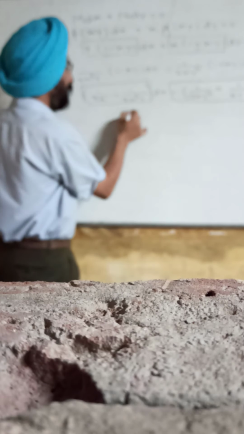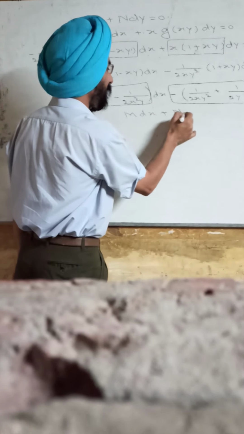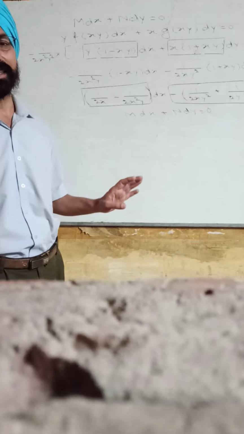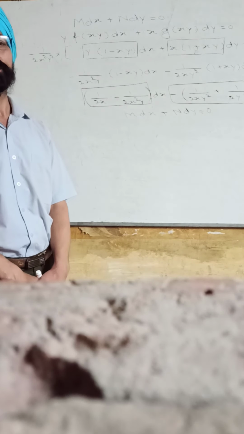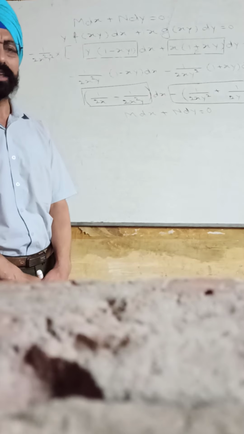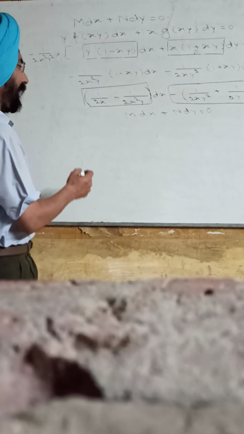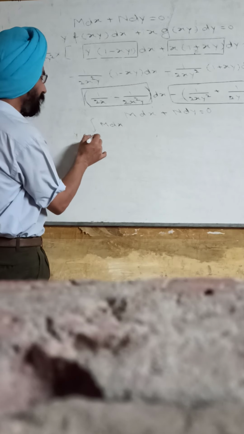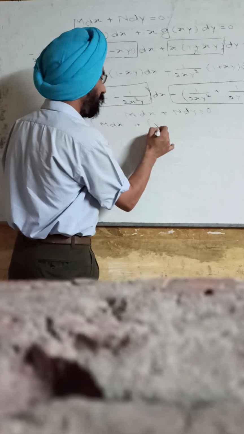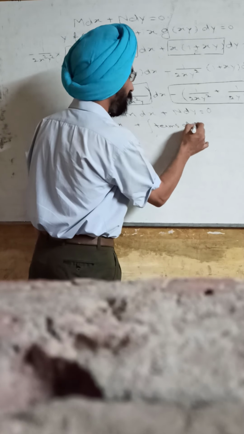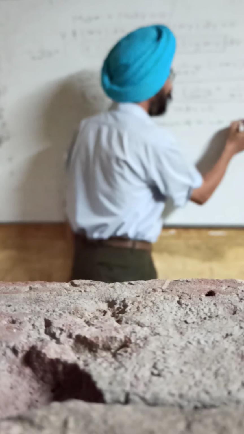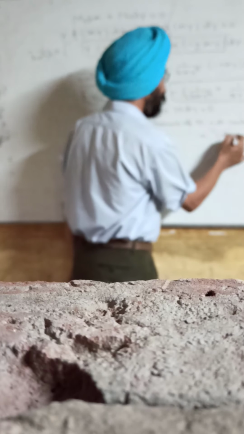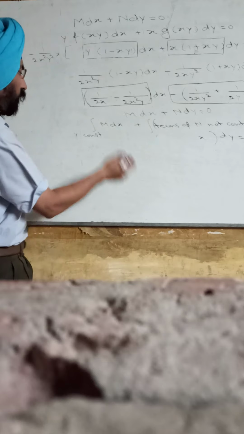So you have the equation again, M dx plus N dy is equal to 0, but now this equation is exact. And once the equation is exact, we know that the solution of such a differential equation is the integral of M dx, treating y as a constant, plus the terms of N not containing x, and then dy is equal to the constant of integration. So what the solution will be here?